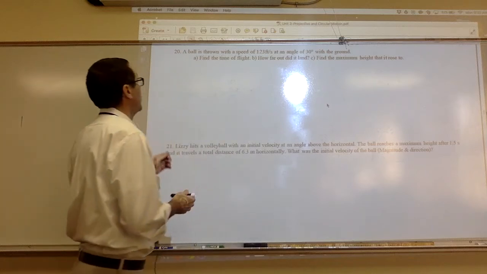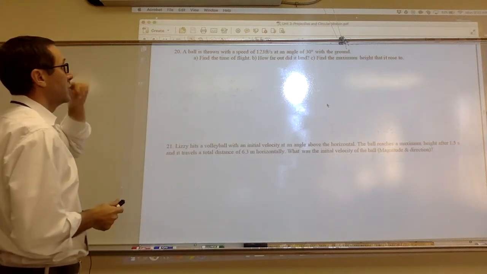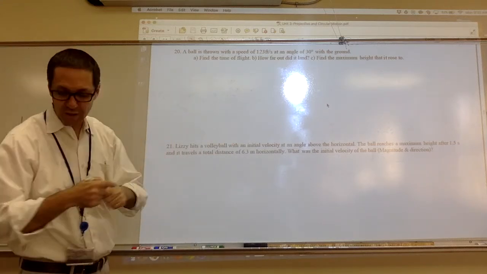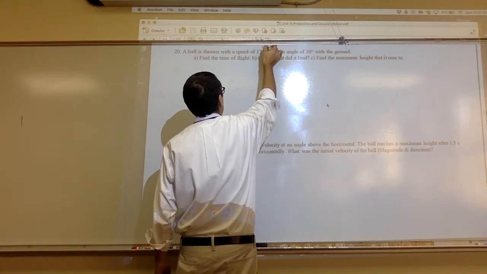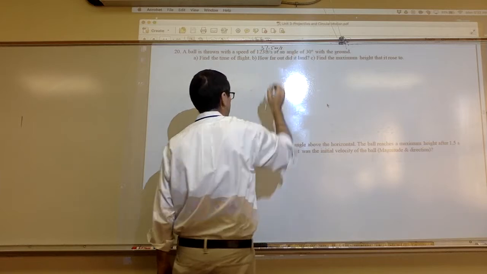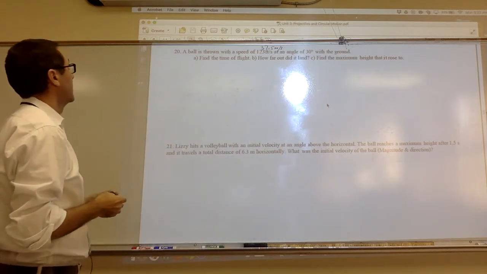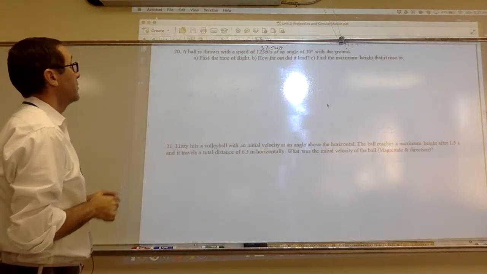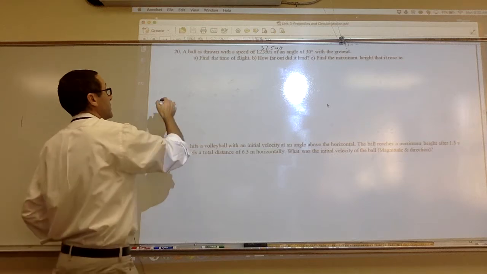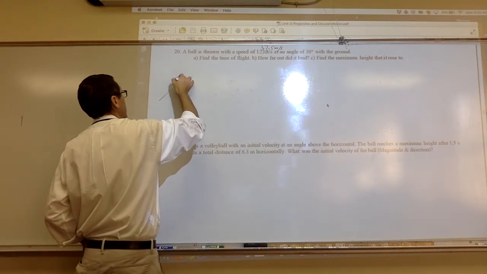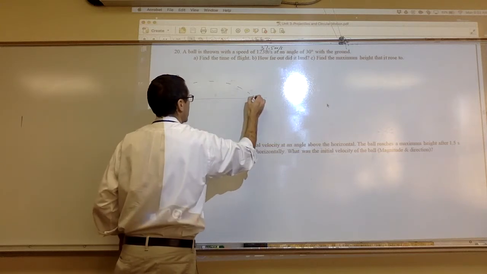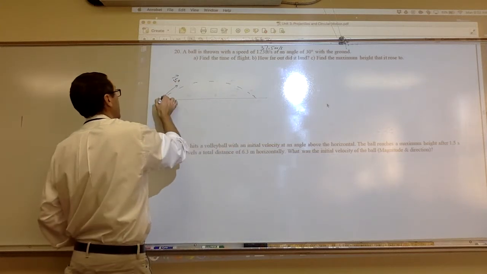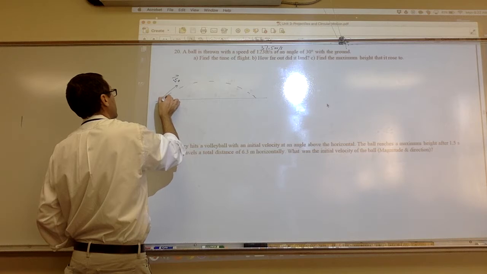Okay. A ball is thrown with a speed of 123 feet per second, so we have to change that to meters per second, and that's about 37.5 meters per second. Find the time of flight. So we've done a bunch of this now. It flies, lands at the same height, and the angle here is 30 degrees.